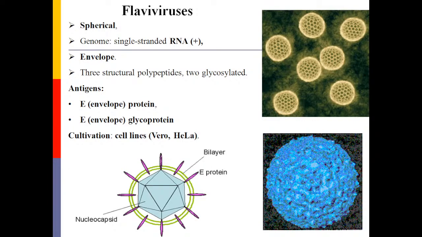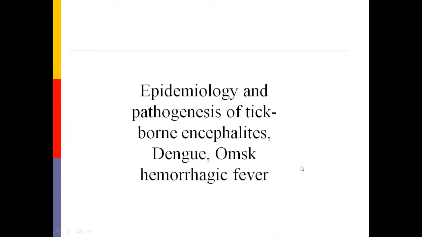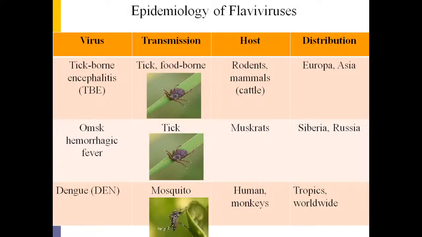Cultivation of flaviviruses is possible in cell lines, Vero cells and HeLa. Epidemiology and pathogenesis: diseases caused by flaviviruses. Firstly, about diseases. I've said that we talk about 3 diseases caused by flaviviruses.